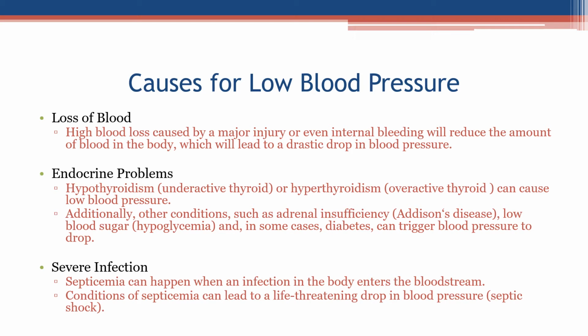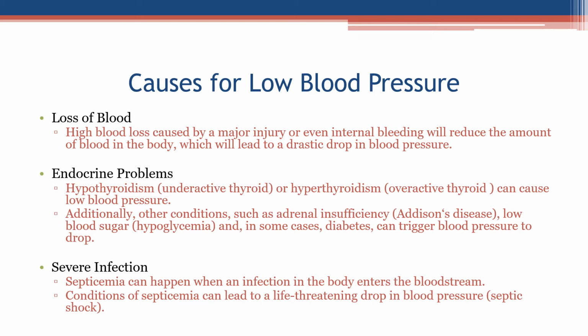Endocrine problems. Hypothyroidism, underactive thyroid, or hyperthyroidism, overactive thyroid, can cause low blood pressure. Additionally, other conditions, such as adrenal insufficiency, Addison's disease, low blood sugar, hypoglycemia, and, in some cases, diabetes, can trigger the blood pressure to drop.